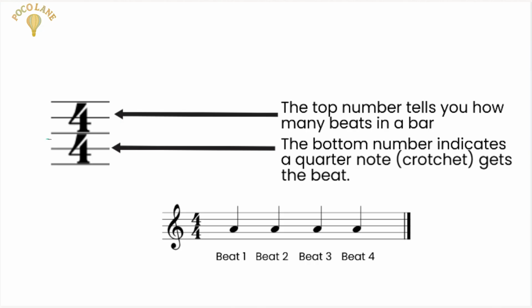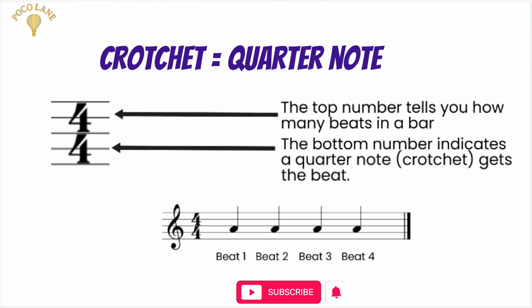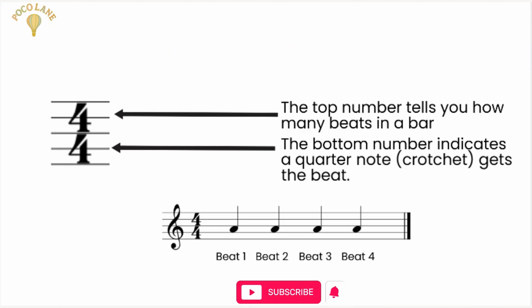Now, the bottom number tells us what kind of note gets the beat. Just like in fractions, if the bottom number is a 4, it's a quarter. And from before we learnt that a quarter note is also called a crotchet. So when the bottom number is 4, we know that a crotchet gets the beat.